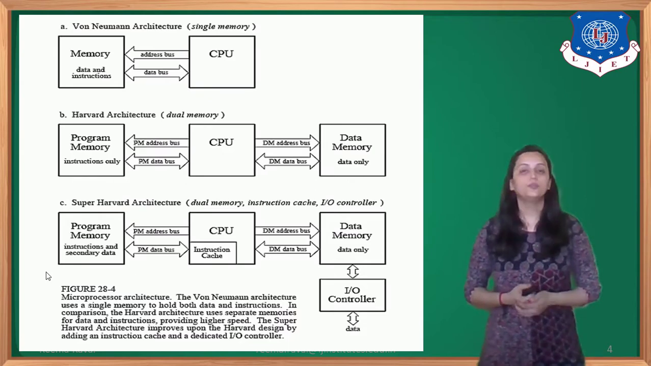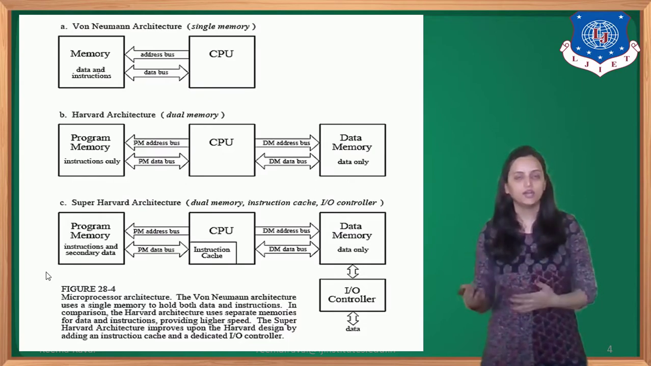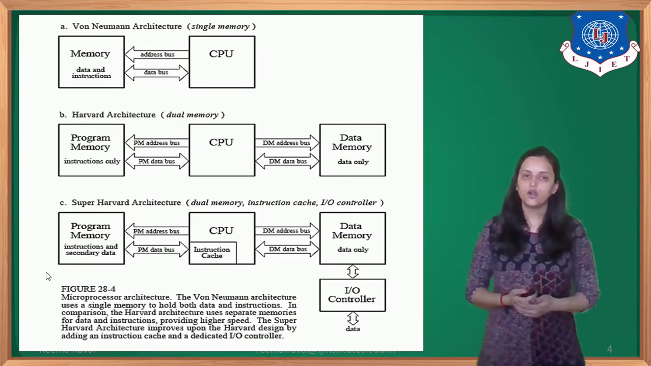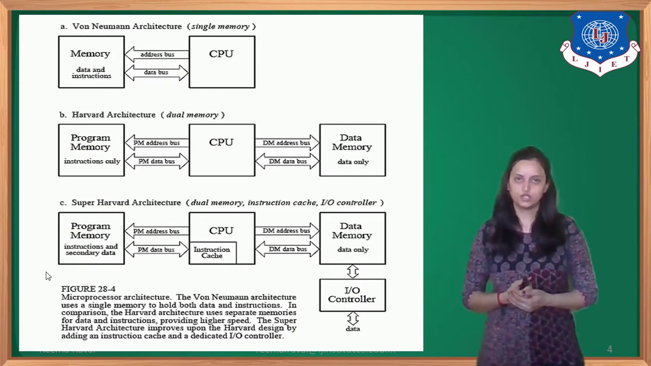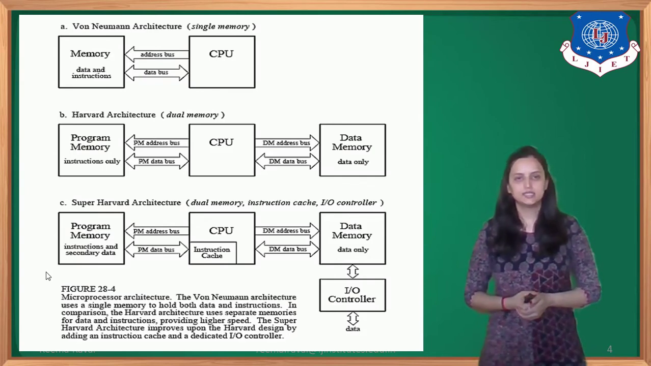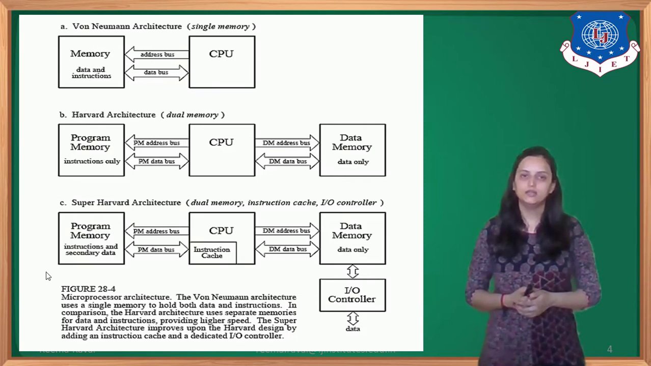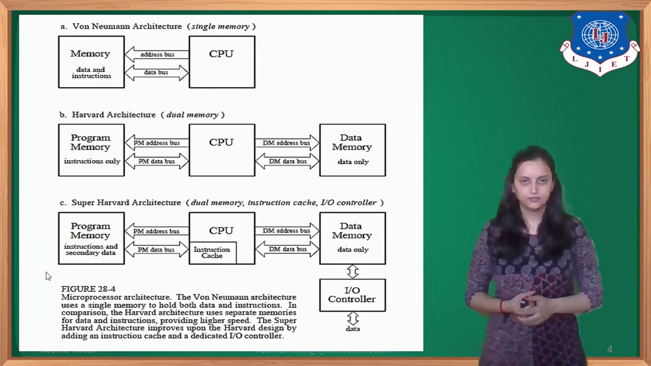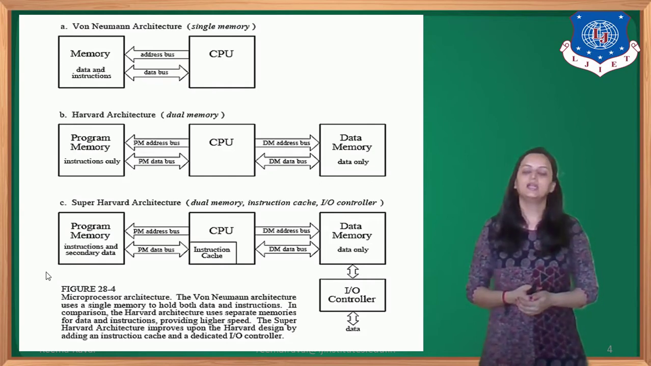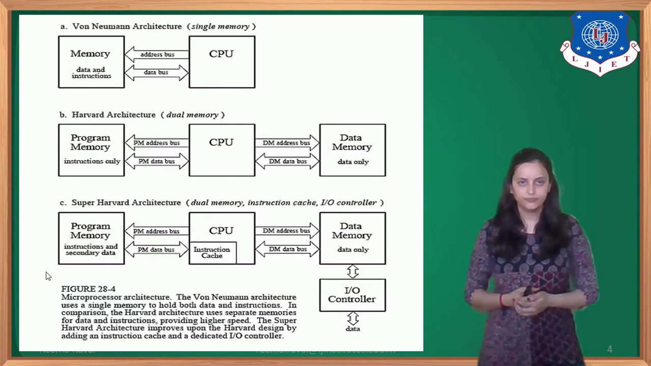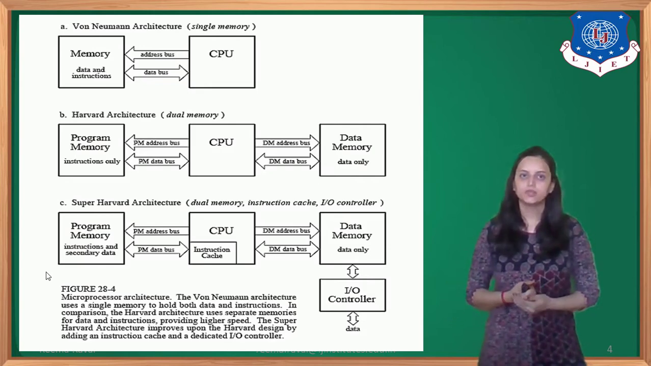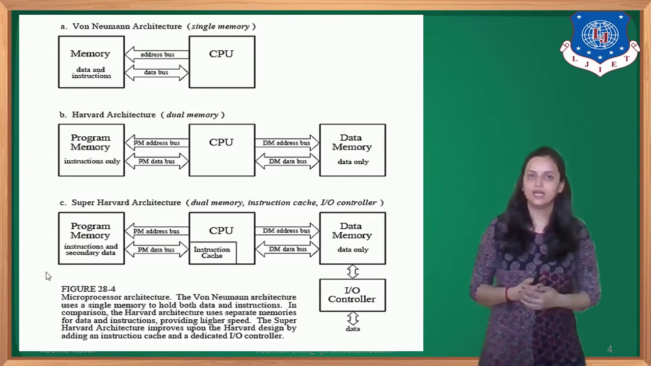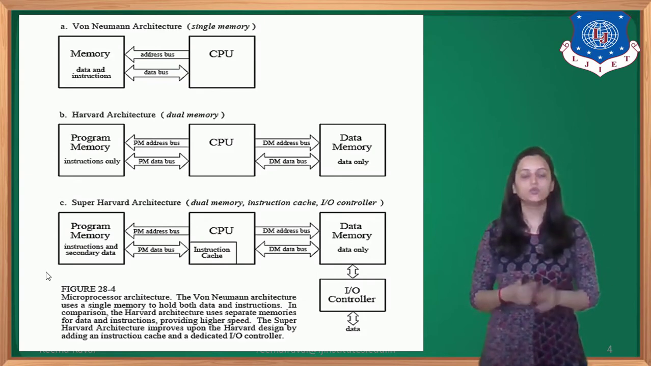Next is Super Harvard architecture or modified Harvard architecture. Here it is also called dual memory architecture with input-output controller. As you can see in figure C, the CPU is indicated with the instruction cycles or instruction codes. Both program memory and data memory are separated, where the data is accessed using a data bus and address bus.